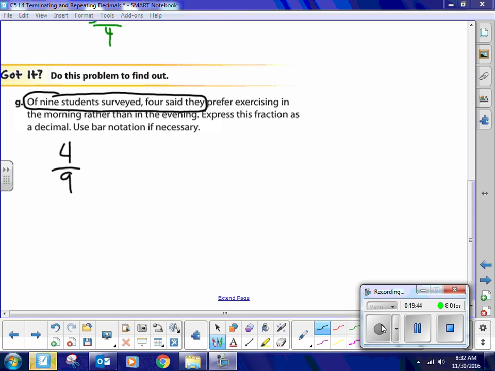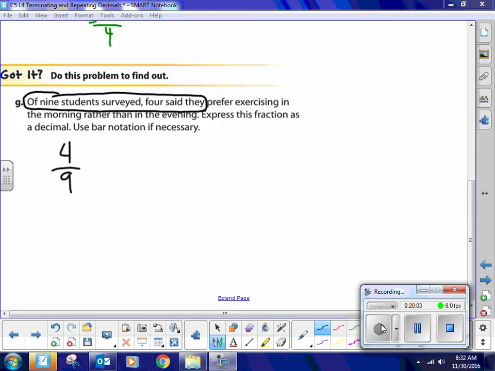On the test, you guys couldn't figure out 23 out of 25. So of 9 students surveyed, 4 said, okay, this is what 4/9 looks like. 4 out of 9 said. You should be able to reword that in the way that you understand it.